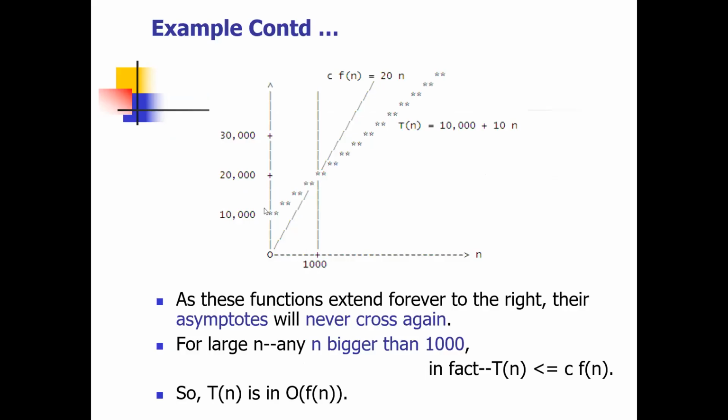Now this graph here is in logarithmic scale. That's why it looks funny, right? As these functions extend forever to the right, their asymptotes will never cross again. So n is big enough means it's bigger than this figure, because below that it's the opposite, right? But once you pass this 1,000 figure, you'll find that this is the upper bound, meaning this is bigger than this. Okay, so T of n is in the order of f of n.